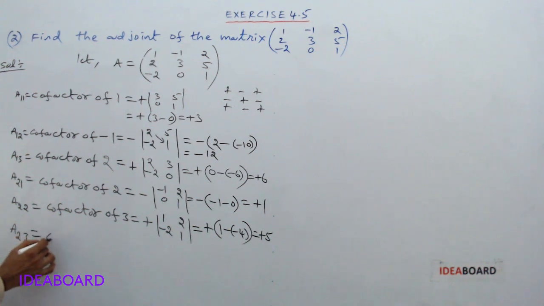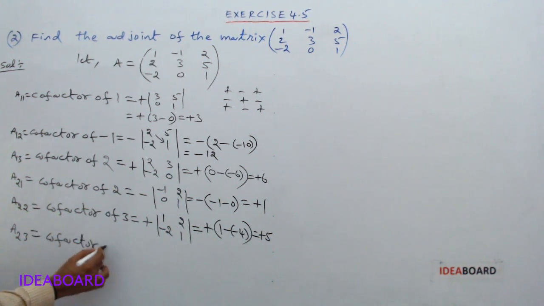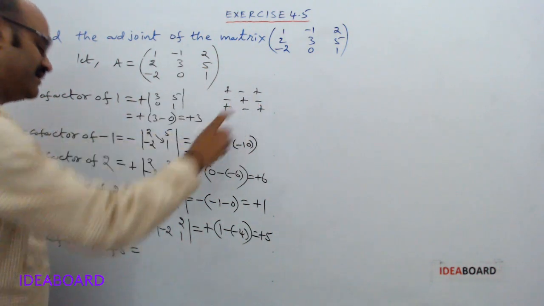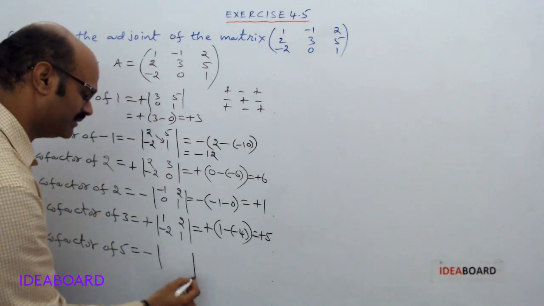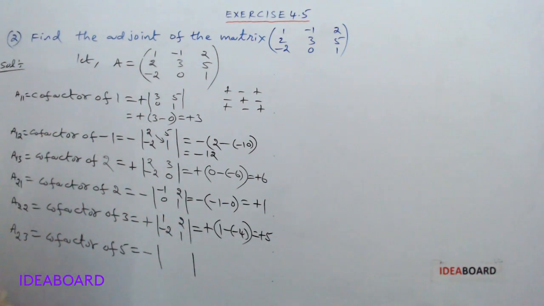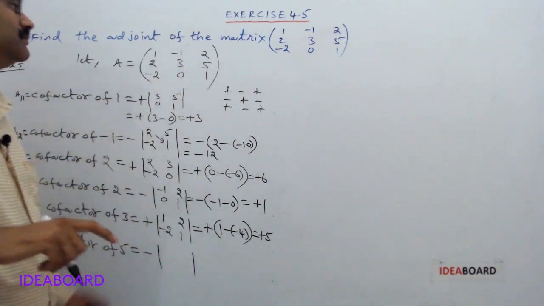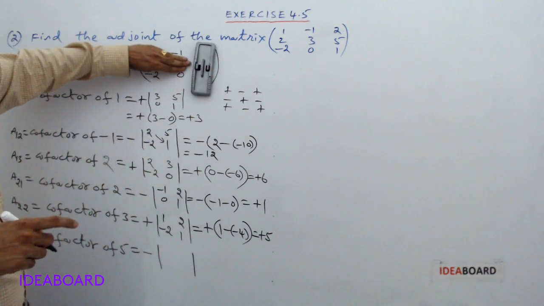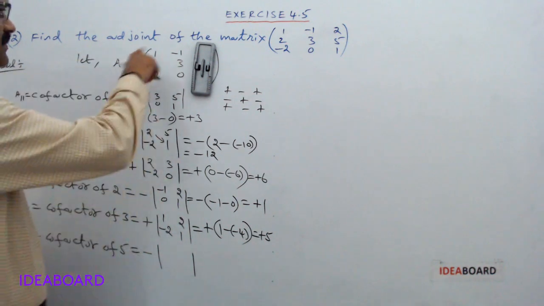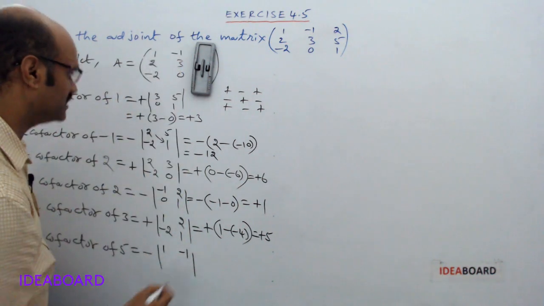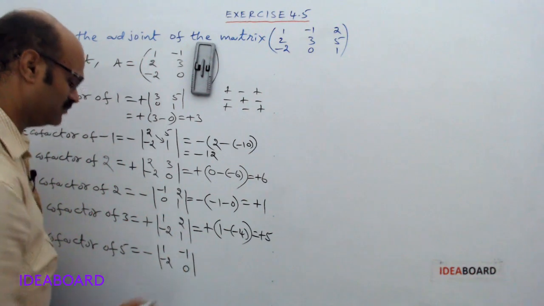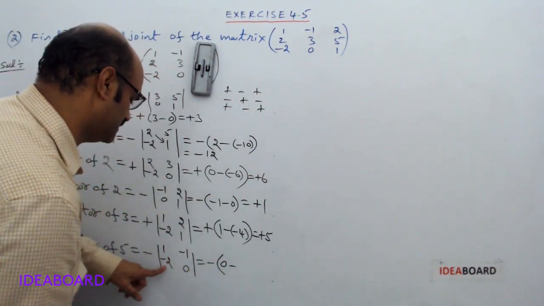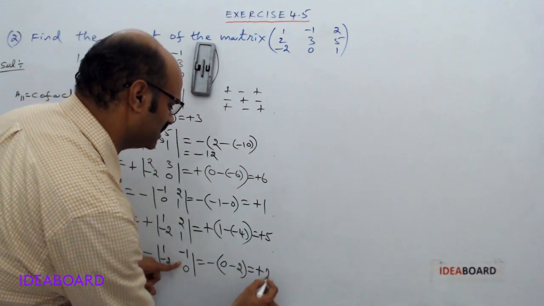Now cofactor of 5, A23, equal to, we have to take the sign minus into determinant of the element 5 lies in first column, third column and second row. We have to close second row also. Then the remaining elements we have 1 minus 1 minus 2 0. So that it's equal to, we are having minus of 0 minus 2 equal to plus 2.